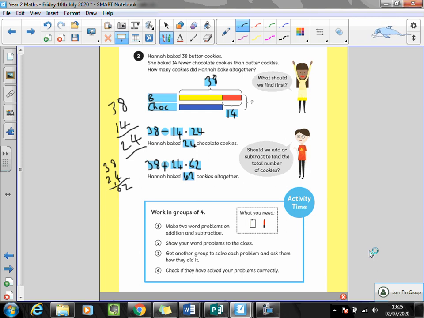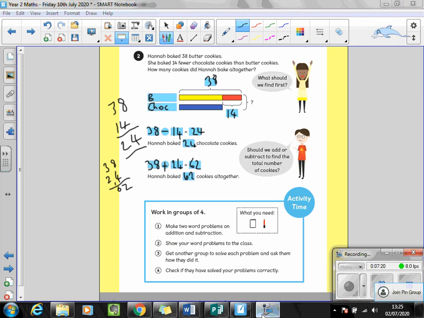First of all, make 2 word problems on addition and subtraction. So you need to make up your own stories to go with the calculation. Show your word problem to your partner, and then get your partner to solve each problem, asking them how they did it. So ask them, how did they calculate the subtraction? How did they calculate the addition? And then check to see if they've solved your problems correctly.